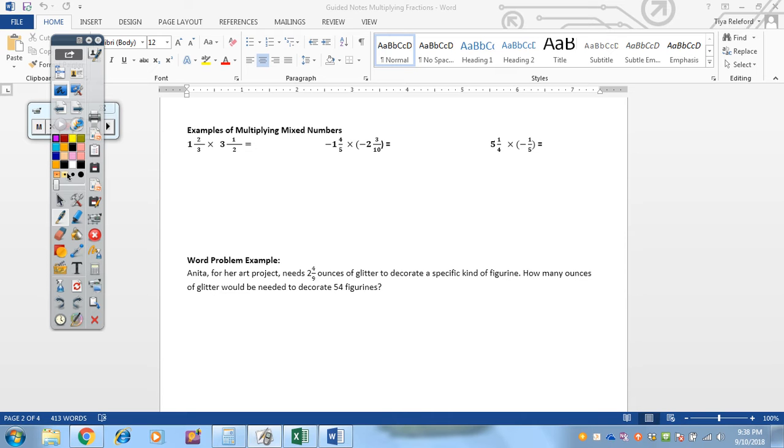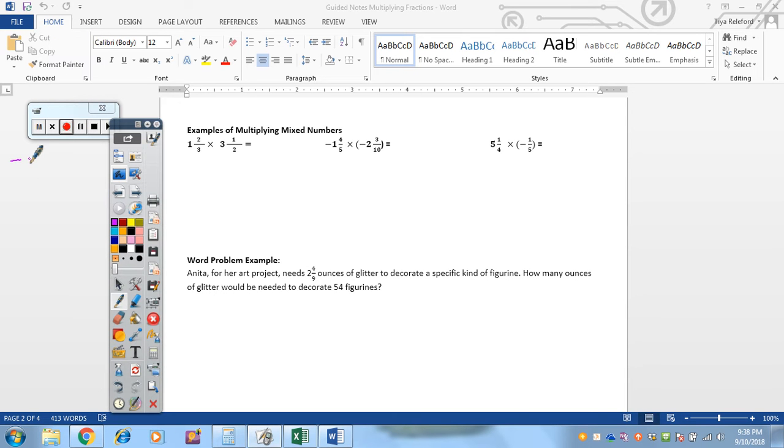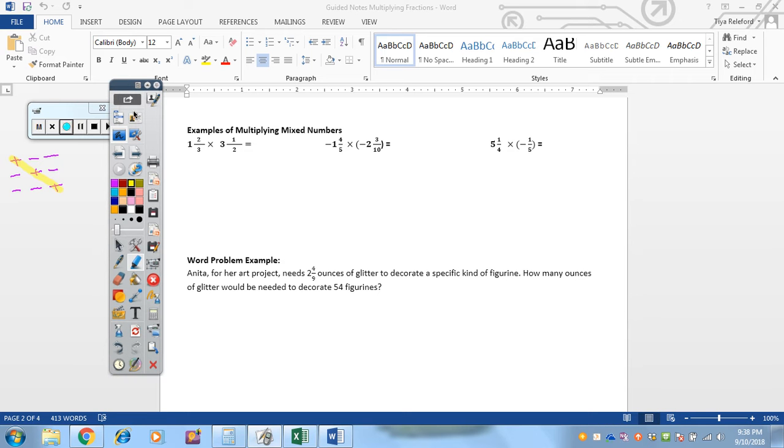Okay, step 1, improper fractions. So, according to tic-tac-toe, I have a positive and a positive, so my answer should be positive.